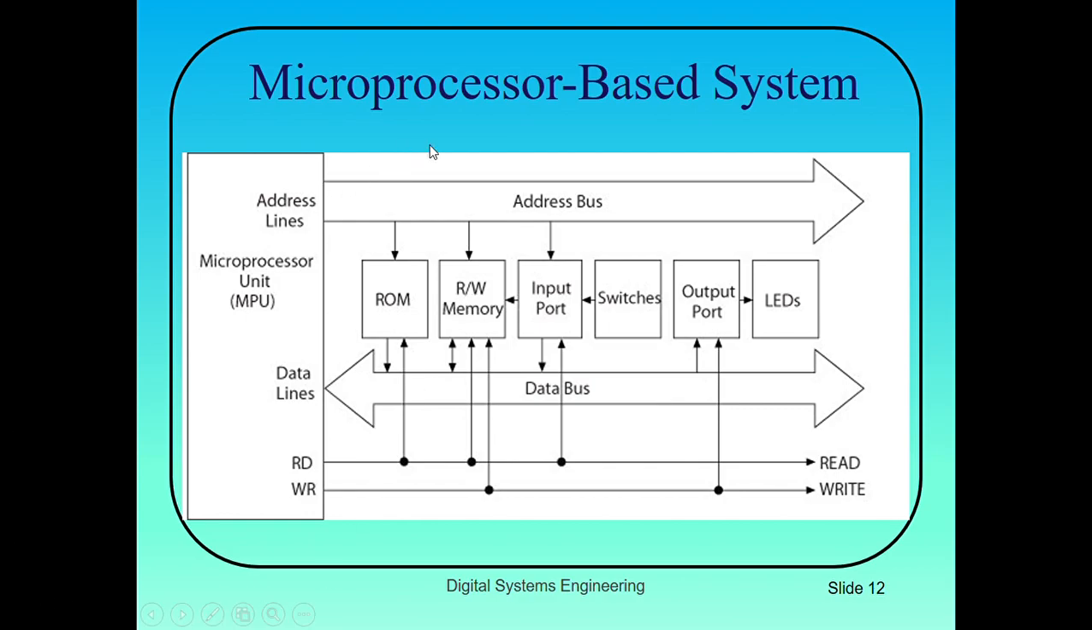Here we have another example of a microprocessor based system. We have the microprocessor unit or MPU, and it is connected to different devices by using these system buses: the control bus, data bus, and the address bus. By using these different buses, our CPU is connected to different devices like ROM, read write memory, input ports, switches, output ports, and different LEDs. This is how you can develop microprocessor based systems.